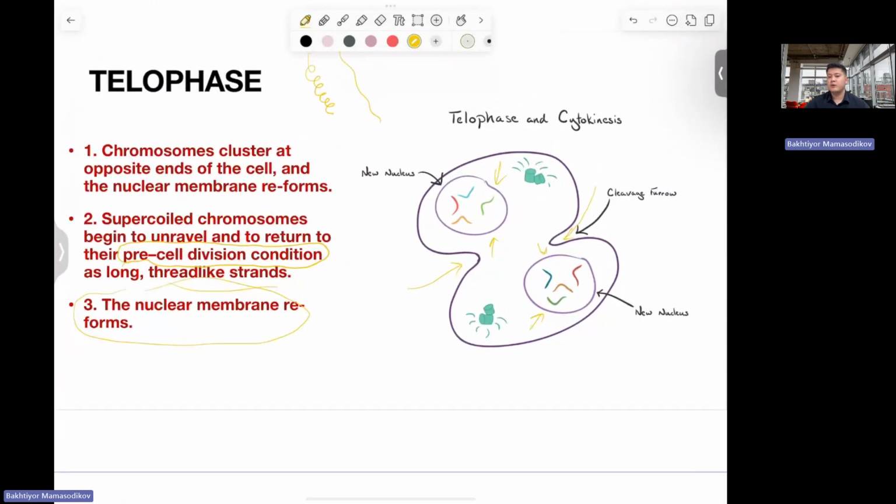Chromatids arrive at the poles, right? You see the chromatids are at the poles now. You see the centrosomes in each cell, right? Nuclear envelope is reforming and chromosomes are relaxing back into the chromatin phase, okay?